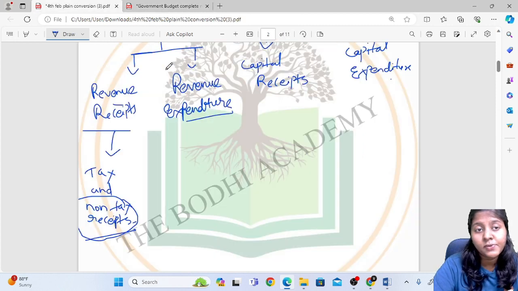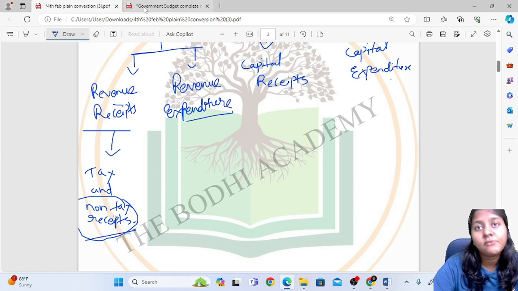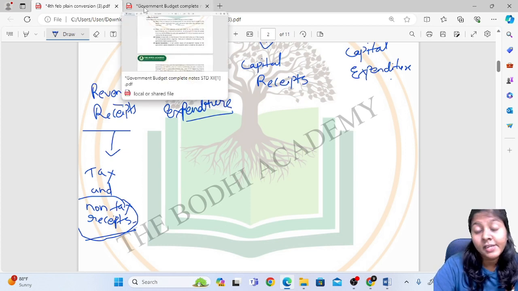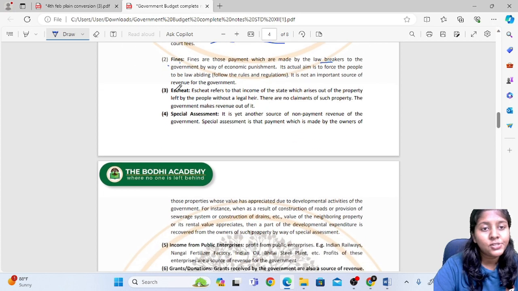Which we pay for the services that it renders to the people. Then fines. Why do we pay fines? If we violate any rules or regulations, then we pay a fine. Fines are those payments made by the breakers to the government by way of economic punishment. Then escheat.